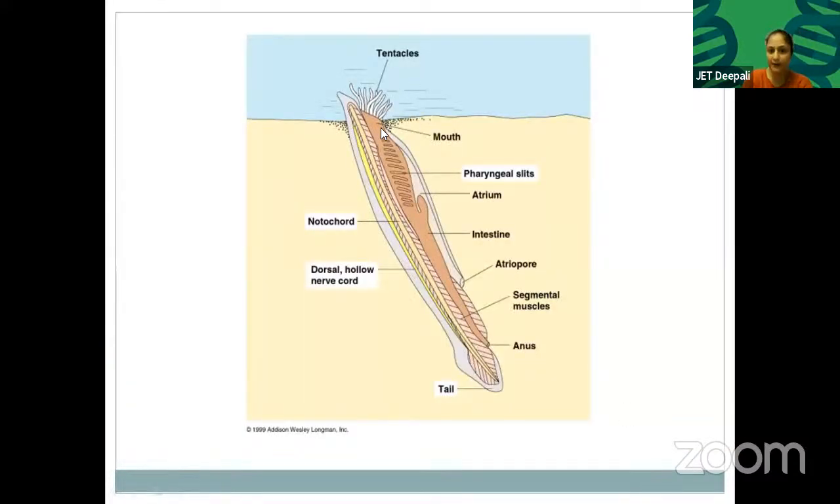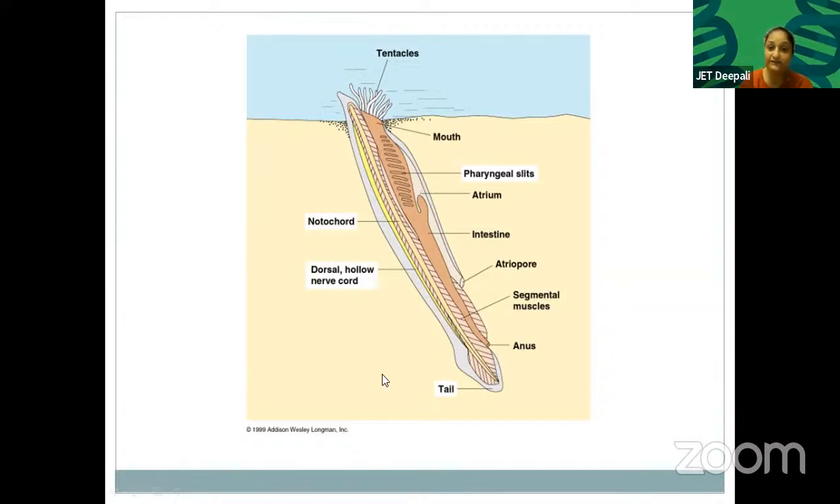Tentacles, mouth, notochord, dorsal hollow nerve cord, intestine. See, intestine, then notochord, and then hollow nerve cord. Atrium, pharyngeal gill slits, oblique. They are arranged obliquely. Segmental muscles are there, anus is there, and you can see the tail and a little bit of fin kind of structure is there.